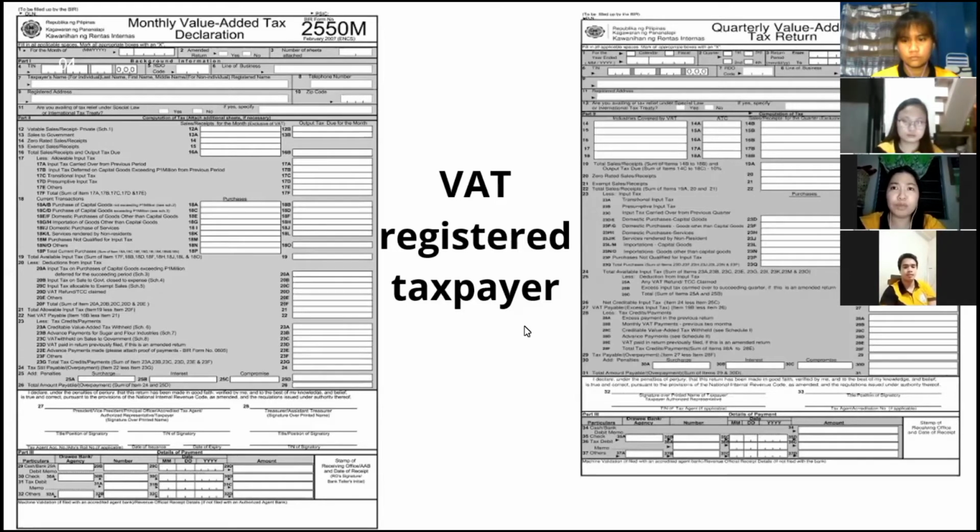For the form 2550M, the deadline is within 20 days from the end of the month, while for the BIR form 2550Q, the deadline is within 25 days from the end of the month.